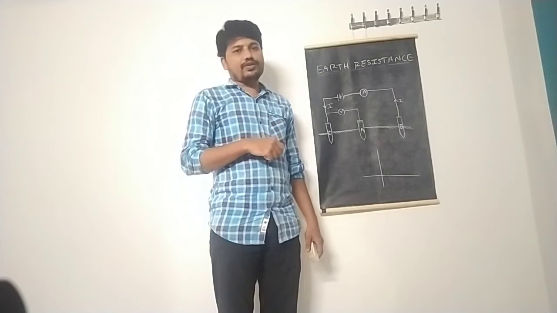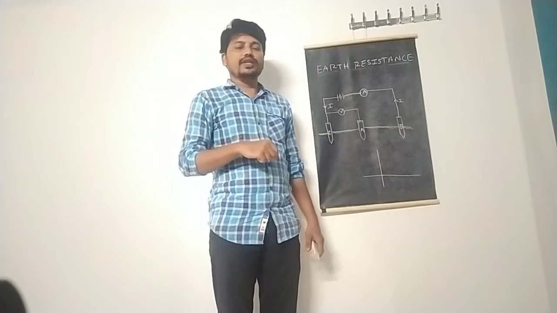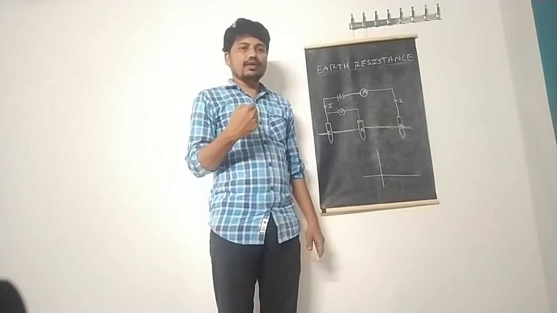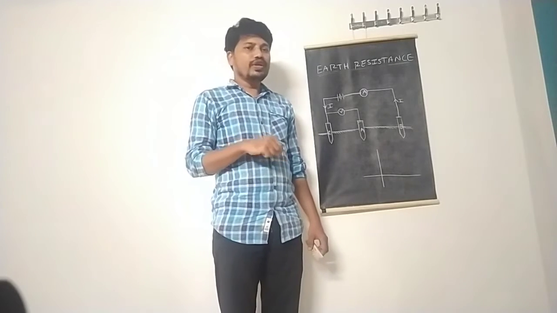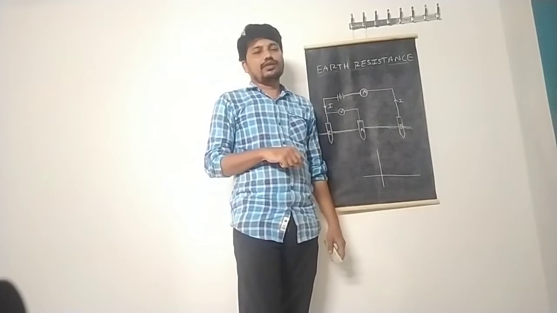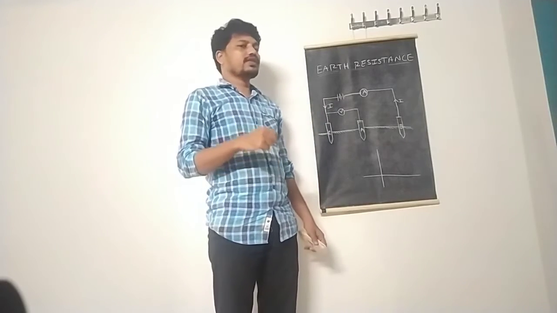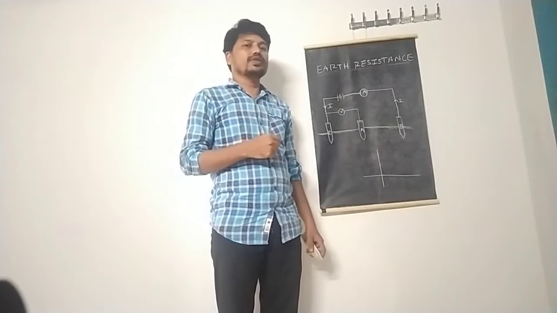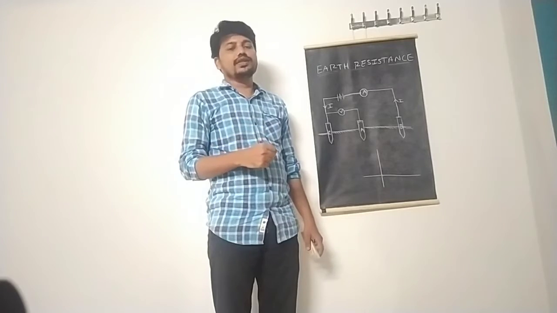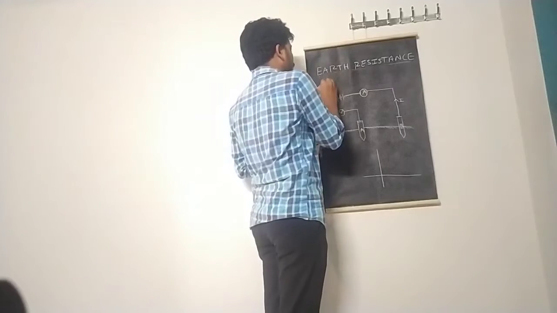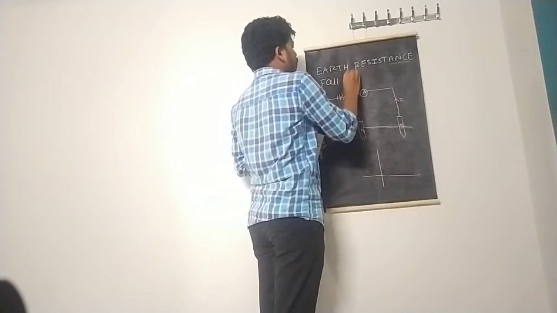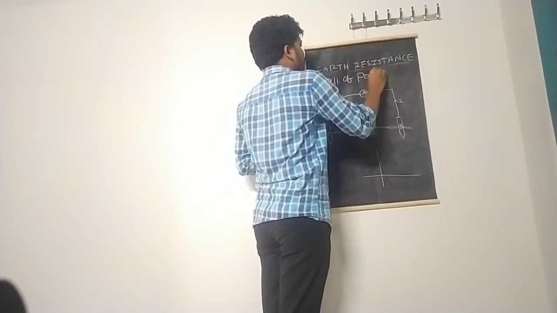The earth of the electrode is very important in the protection of persons and also equipment. So you need to calculate the earth resistance. There are several methods available, but the most popular method in the measurement of earth resistance is the fall of potential method.